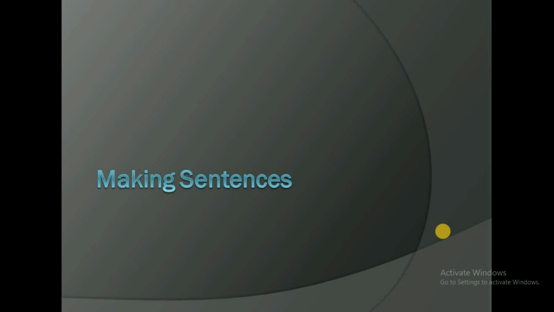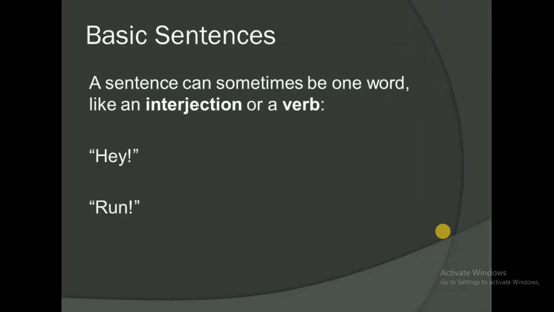Let's build up some sentences from these parts of speech. The most basic sentence in English could just be one word, although some people might point out that that's not technically a grammatically good sentence. But if you had an interjection or a verb that conveyed all necessary information, it could function as a sentence. If I see my friend, I might say, hey. Or if I see danger coming, I might tell my friend, run. That would be an interjection or a verb.